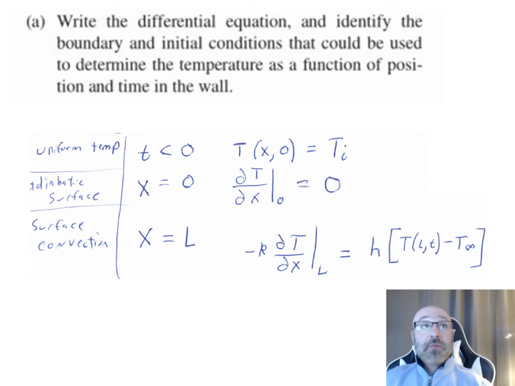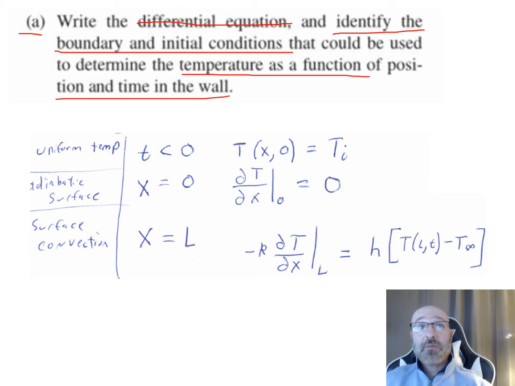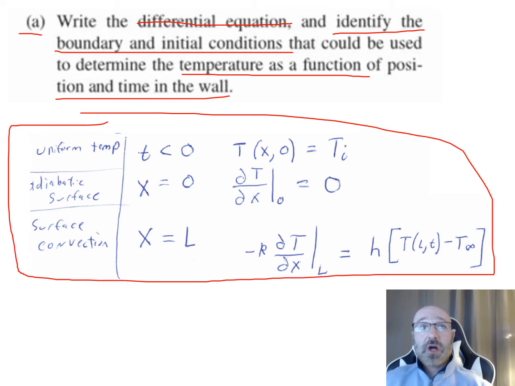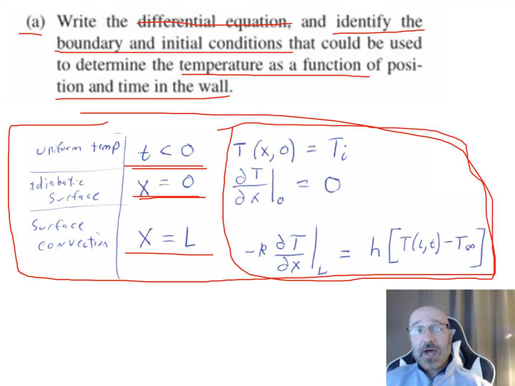So now we go back up to part A in our problem statement and back to our setup page. We answered the first part of part A, where we found the differential equation. Now we've identified our boundary conditions and initial conditions that can be used to determine the temperature as a function of position and time in the wall. We've clearly labeled these conditions for x equal to L, x equal to 0, and t less than 0. So that completes our solution to part A of the problem.